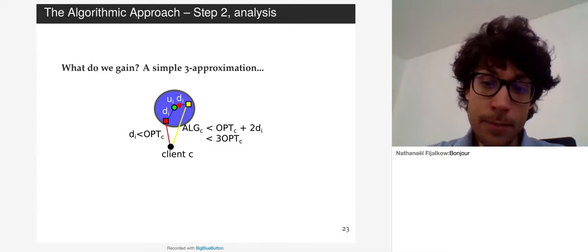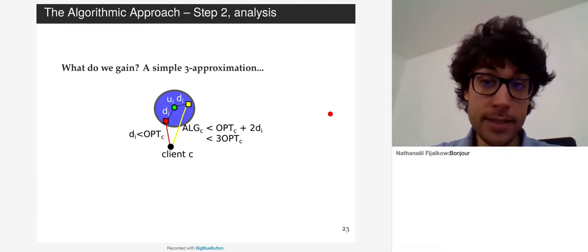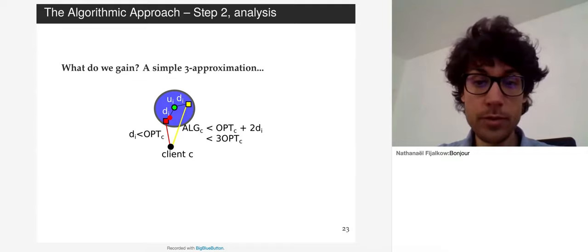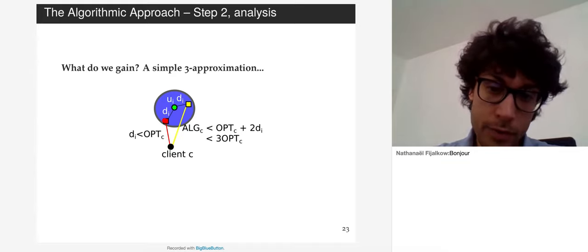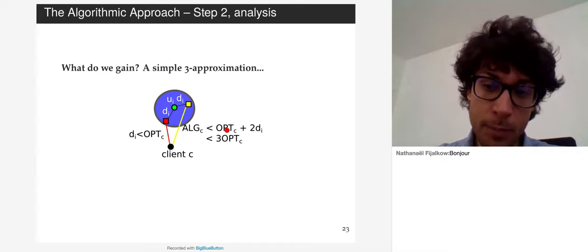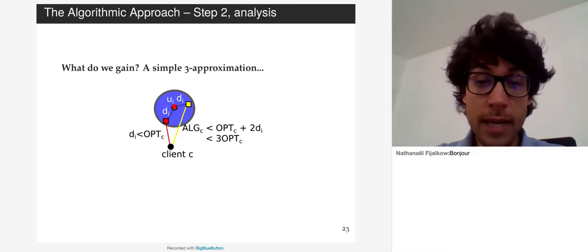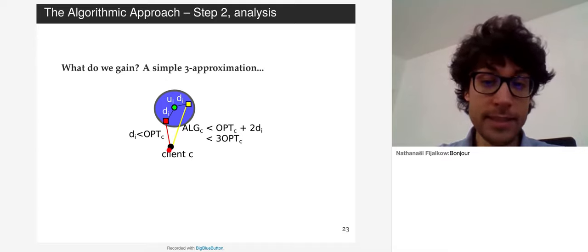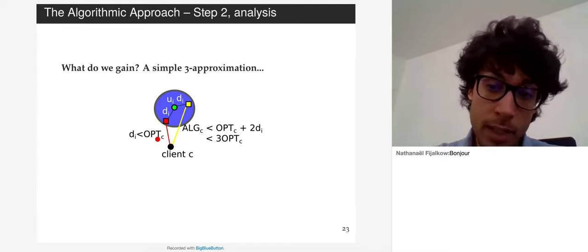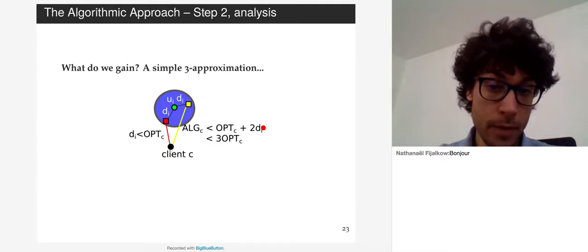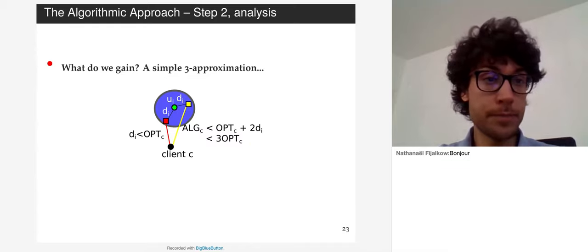Remember that the diameter of the blue ball is twice d_i, where d_i is the distance from the green to the red. So client C is now paying the red, opt C, plus the diameter, 2d_i. So it's paying opt C plus 2d_i. But remember that the green here is the leader, so he is closer to the red than C, because otherwise C would be my leader. So green is closer to red than C, which means opt C is actually larger than d_i. So in fact, this quantity, opt C plus 2d_i, is at most 3 opt C.